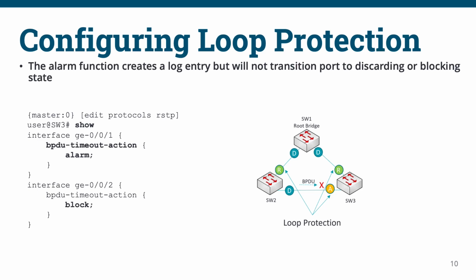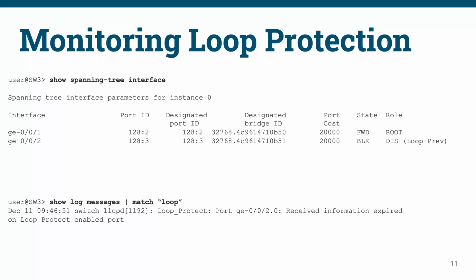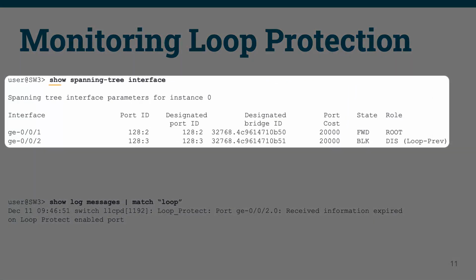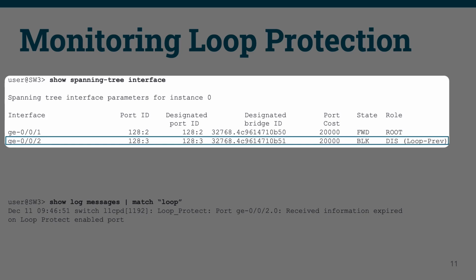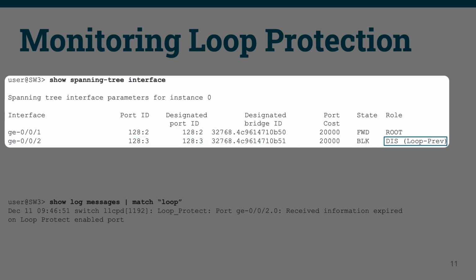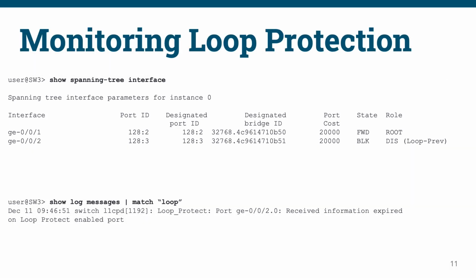Once we configure and have loop protection in our network, how will we know, beyond taking a look at the logs, that the port is in a loop inconsistent state? As we see here in the output of show spanning-tree interface, a port which has triggered loop protection will transition to the discarding state with the loop prevention marker. This will only occur if we have the block action configured. If the alarm action is configured instead, we'll only see a log message, similar to the one shown here, with a loop protect syslog.